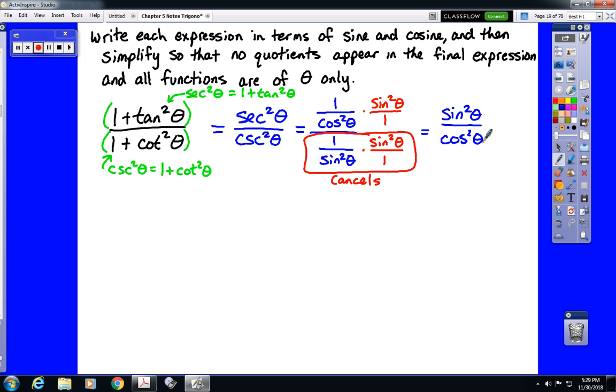Well, sine over cosine is tangent. So that would be tangent squared, because sine over cosine is tangent. So sine squared over cosine squared would be tangent squared.